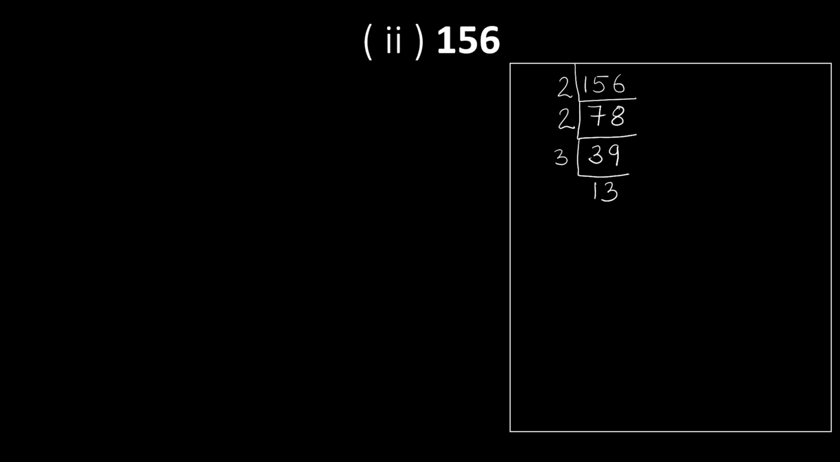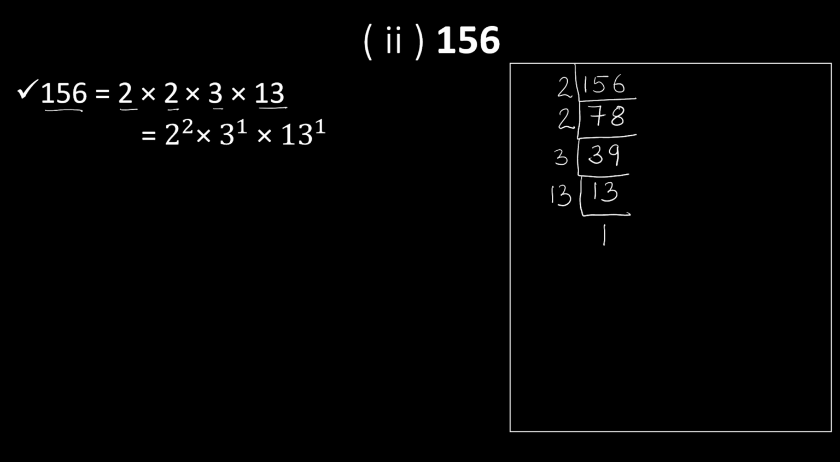Now we came up with a factor here, which is a prime factor, right? 13 is a prime factor. So definitely it will be divisible by only 13. And hence we are going to get 1 as a quotient. Now we will be writing 156 as a product of its prime factors, which would be 156 is equals to 2 into 2 into 3 into 13, which can further be written as, since 2 is occurring twice, we will be writing 2 raised to 2 into 3 is occurring once, so 3 raised to 1, and 13 is also occurring once, so we will be writing 13 raised to 1. So this will be the product of the prime factors of 156. 2 raised to 2 into 3 raised to 1 into 13 raised to 1.